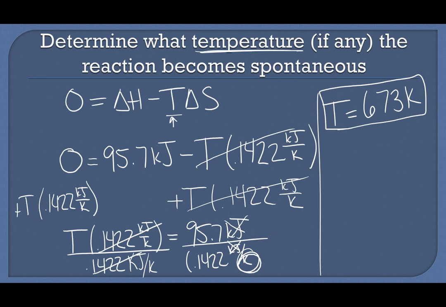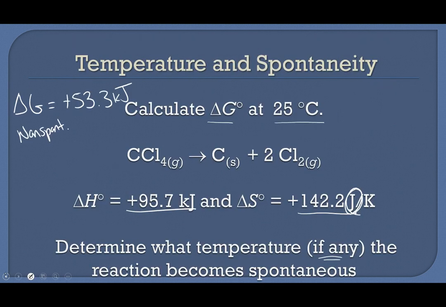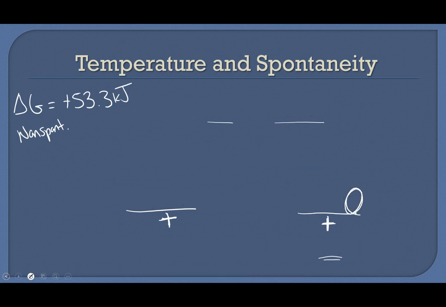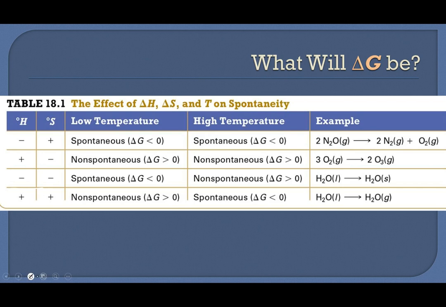Now we have to determine, at what temperature does this become spontaneous? So is it spontaneous at 673? No, it is not. We have to decide, is it spontaneous above that or is it spontaneous below that? So we are looking at a scenario where delta H is positive, delta S is also positive. So we are looking at this scenario down here at the bottom. Okay.